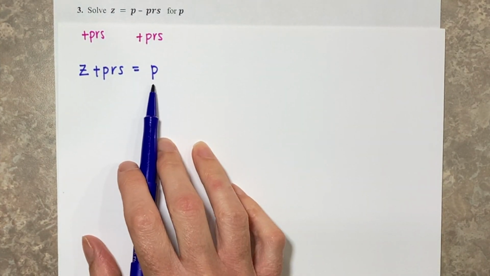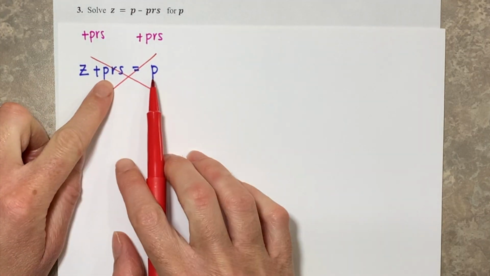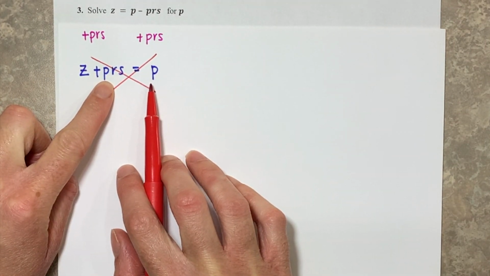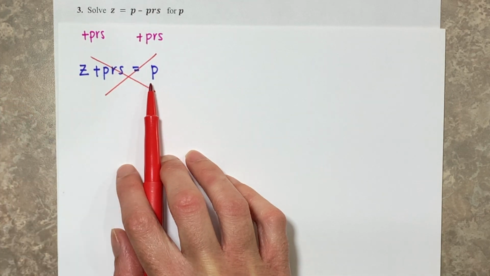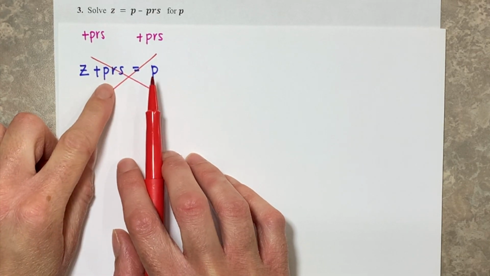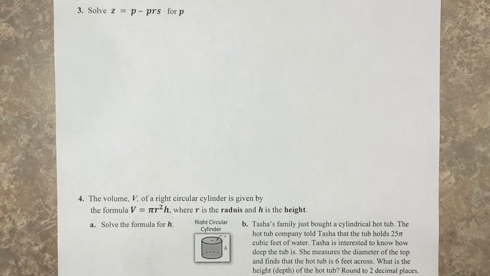Now it looks like we have solved for or isolated p, but this answer is incorrect. We have not solved for p because p appears on two different sides of the equal sign. When you solve for a variable, it should appear only once on one side of the equal sign. It should not appear twice like this on two different sides of the equal sign. So how do we correctly solve this?